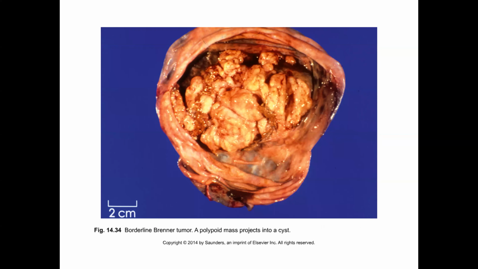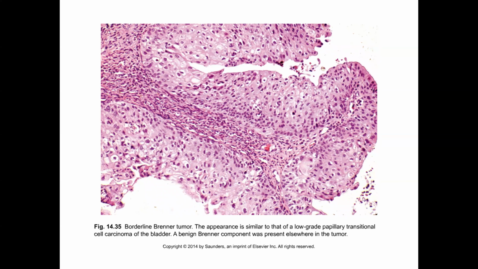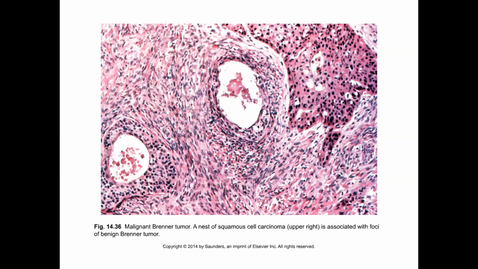Here's a more aggressive one, a borderline Brenner tumor, where we get this very papillary tumor in a dominant cystic space, but other areas that were more characteristically Brenner. Here's the urothelial atypia that we'd see in these papillary projections in the borderline Brenner tumor. And then here's one where we have a benign Brenner component here on the left and an invasive malignant transitional type neoplasm extending into the stroma, making that diagnosis established.